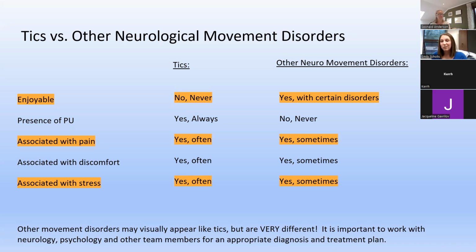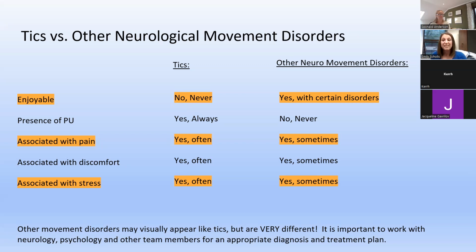Some other movement disorders, like stereotypies, people actually do enjoy them. So it's completely different. The presence of that premonitory urge that we talked about, that sensation that they want to relieve, that feeds and strengthens that feedback loop, is always in tics, and it's not in other movement disorders. So that's also kind of a classic sign of whether it's a tic or not.